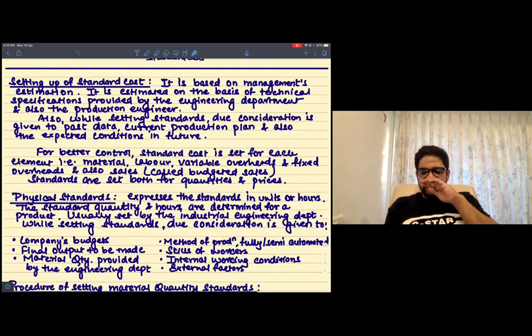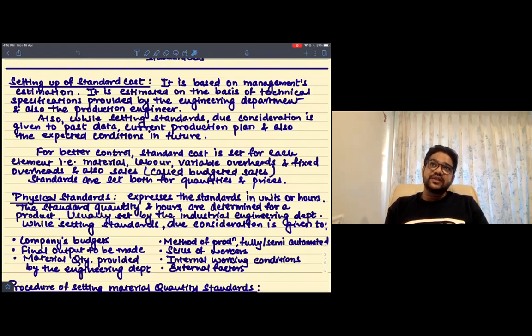So that may be there in the future. So that is also taken as a given consideration for these items as well. Okay. Now we have something called physical standards.